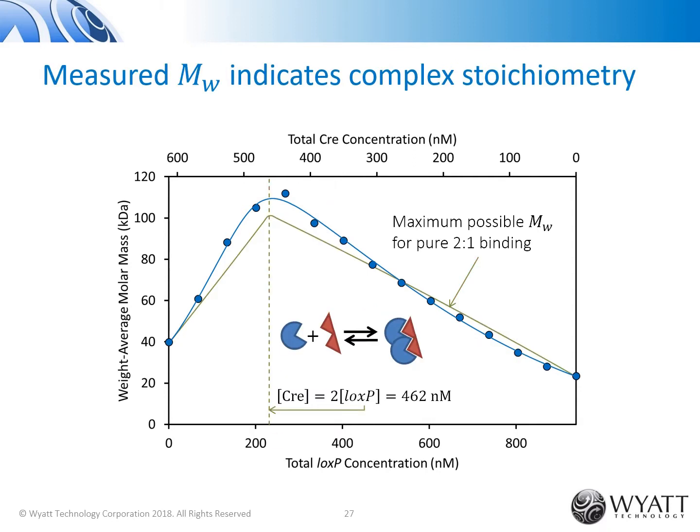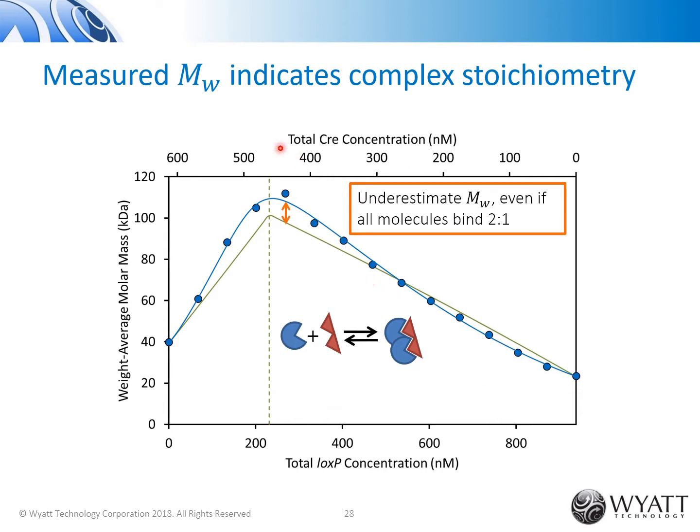So what about a model where we have two Cre proteins bound to each LOXP DNA? This green curve assumes that each DNA contains two binding sites and that all of the available binding sites are always filled. So this is a completely saturated curve. This model has the apex in the right position. So at the 2-to-1 molar ratio is where our data also reaches a maximum. However, this still doesn't fit. There's still some missing element in this mechanism.